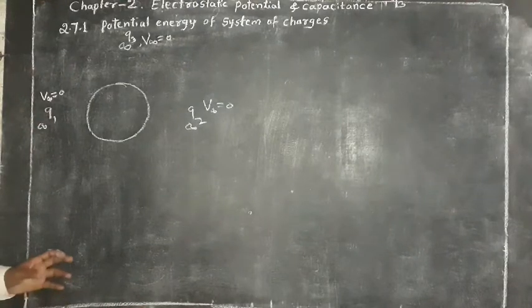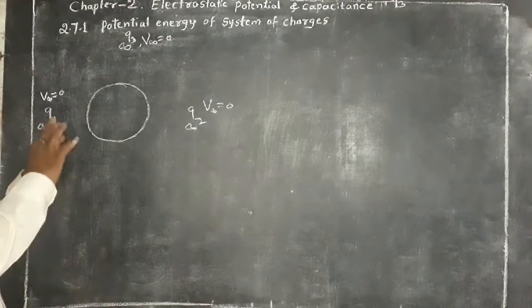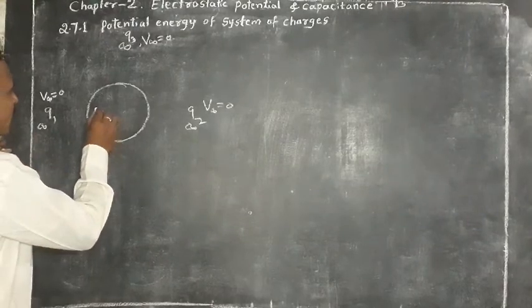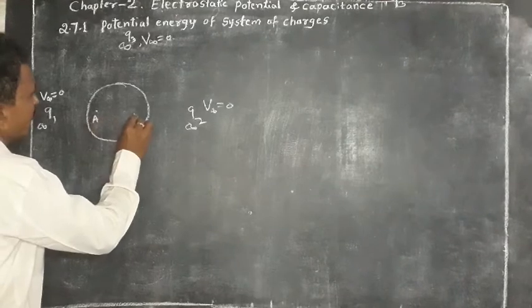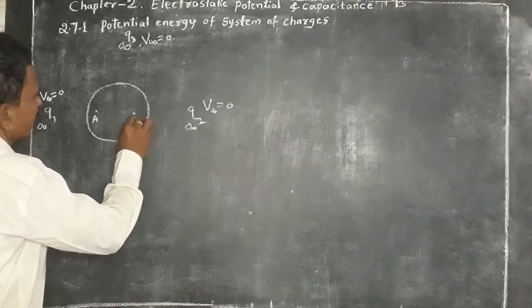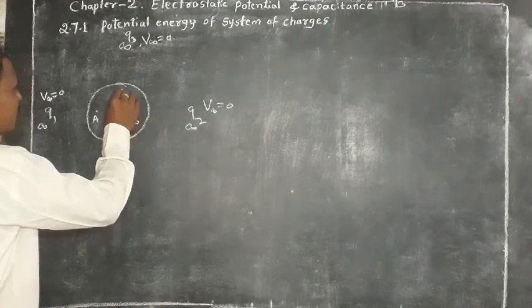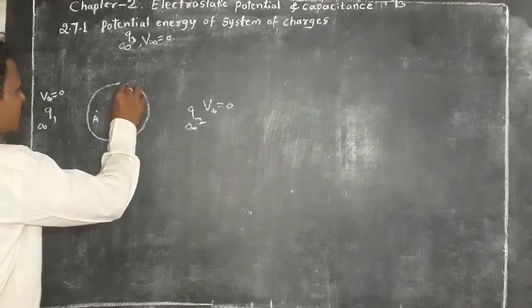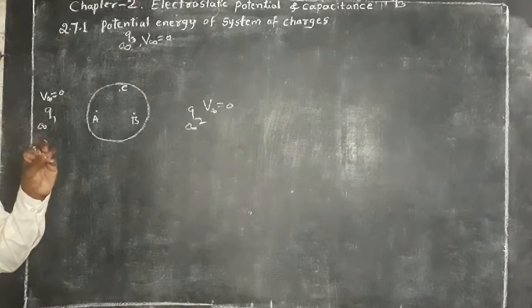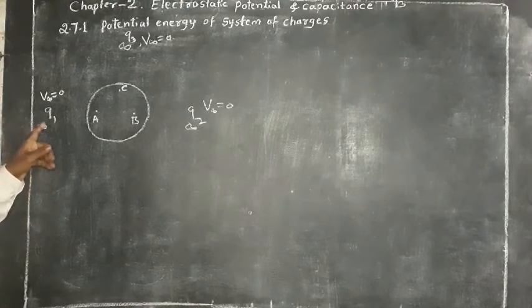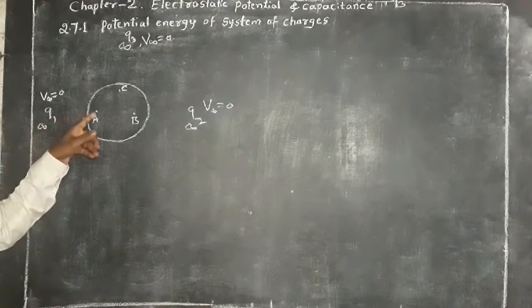And consider a configuration A, B and C. Then what is the work done in moving a charge from infinity to the point A?